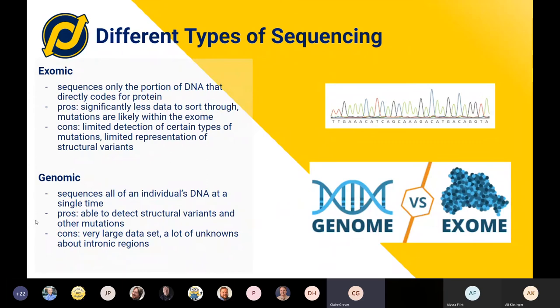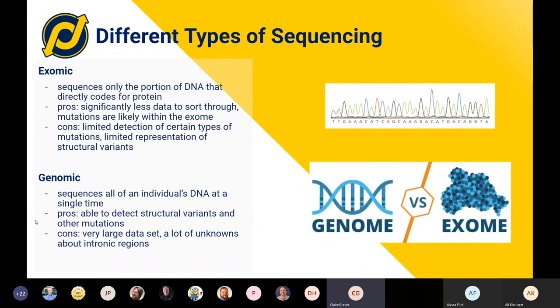The pros: as I said, if it's only 1% of your genome, it's significantly less data to sort through. And the thought process is, if you have a mutation affecting a protein output, it's likely going to be in the code for the protein. So it's likely going to be within the exome, which is what they dub the protein-coding section of your genome. Cons: there's still a lot of stuff we don't know, and there's limited detection of certain types of mutations. There's limited representation of structural variants.